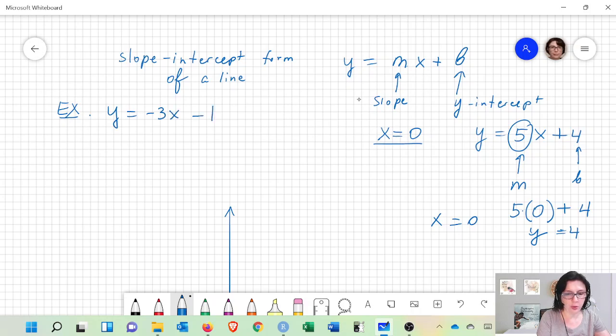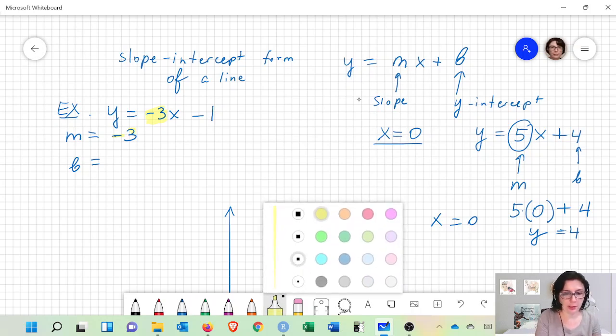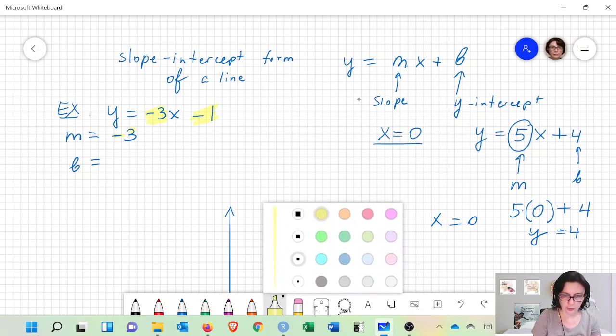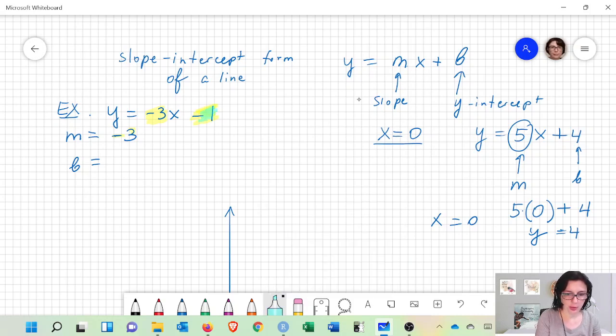Okay, if I give you another example, let's say my line looks like this: negative 3x minus 1. I'm asking, what's the slope and what's the y-intercept? Well, the slope is the number in front of x, and it is negative, so you need to put the negative in your answer. And the y-intercept is everything else, once you get rid of that variable part. So this is going to be negative 1.